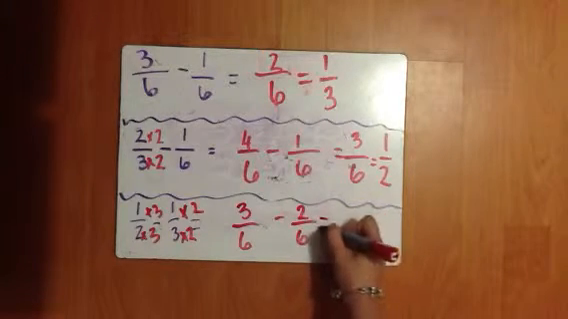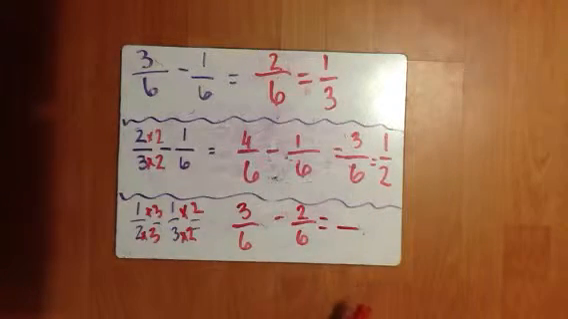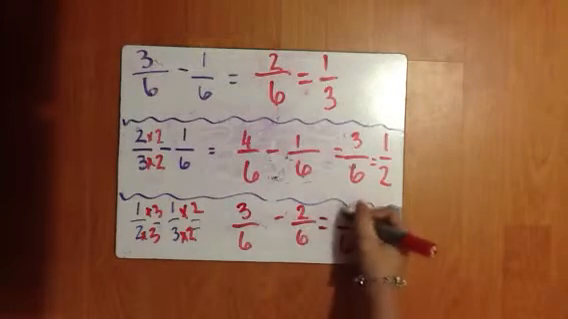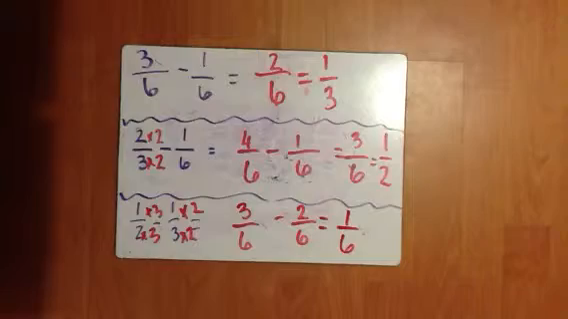Now both our denominators are the same. We're free to complete the problem. Our denominator of 6, we carry that on. 3 take 2 is 1. And that's our answer, and we can't simplify that anymore. Okay.